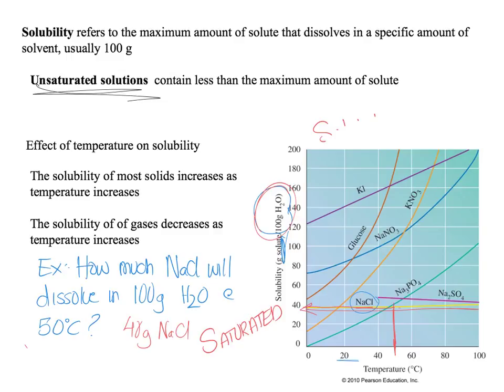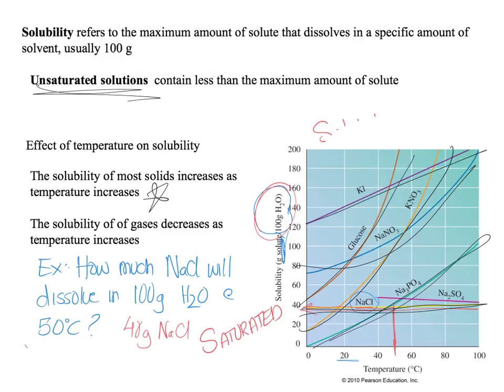Can you see here how temperature affects solubility? For most solids, as temperature increases, the solubility increases. So this one increases a little bit. This one increases a whole lot. One goes down a little bit, but the average pattern or trend, the solubility of most solids will increase as you increase in temperature. If we have gases, now gases are the opposite. Gases decrease as you increase temperature.